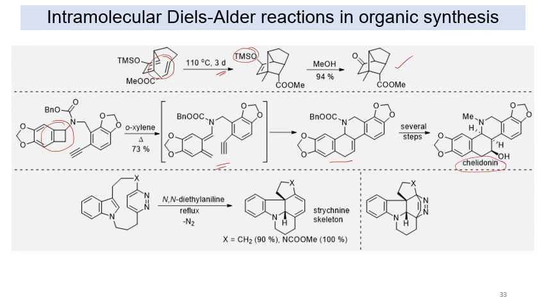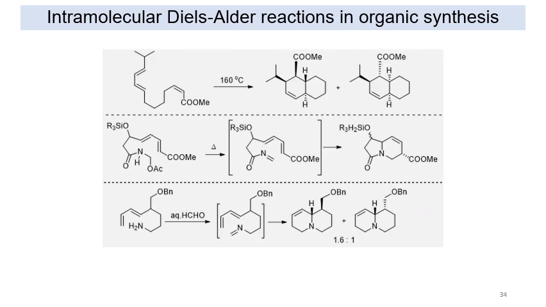You see in the third example, this diene system reacts with the indole olefin under reflux conditions, giving you this strychnine skeleton. Strychnine is an alkaloid which proceeds via this particular intermediate. In this intermediate, you then have the extrusion of nitrogen gas, thereby giving you this highly important strychnine type of skeleton. These are other examples of intramolecular Diels Alder reactions.